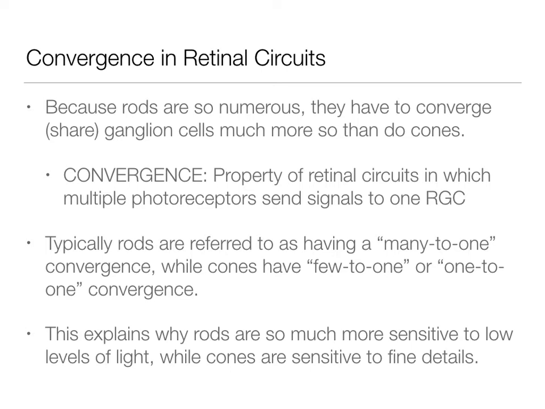And again, this explains why rods are more sensitive to low levels of light, because there's so many of them collecting this information that they can detect that dim light, and work on the periphery so much better than the cones can.